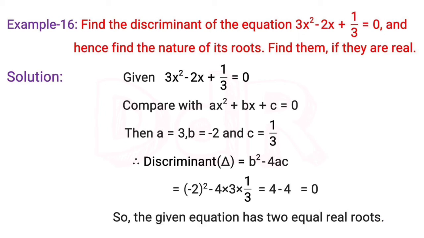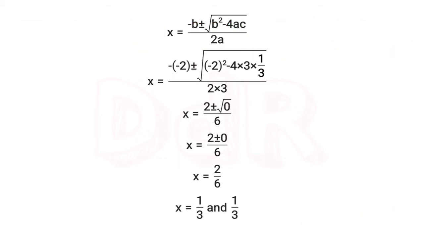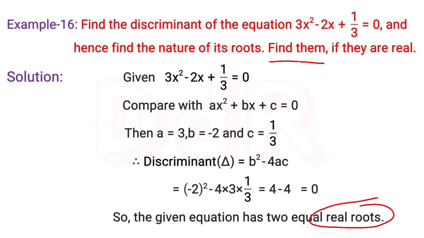Now let us find the roots, because here the roots are real. We have a formula to find the roots: x = (-b ± √(b² - 4ac)) / 2a. Let us substitute the a, b and c. So -(-2) ± √((-2)² - 4 into 3 into 1/3). Here this value is totally 0 because we already found it.